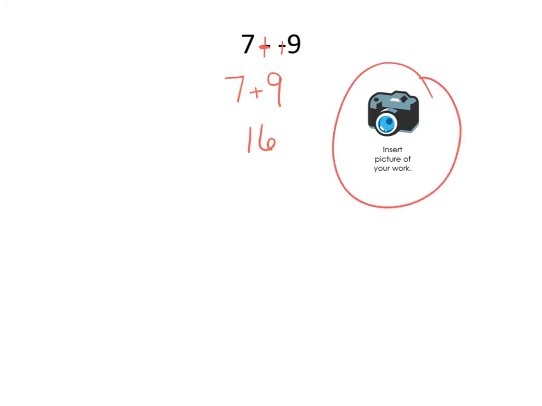Woohoo! All right, so this is a subtraction sign. When you have the subtraction sign, you add the opposite. The opposite of negative 9 is 9. So now we have 7 plus 9, which is 16. There's your answer. I want a picture of your work. If your work just has the final answer, you will get 0 credit for it.